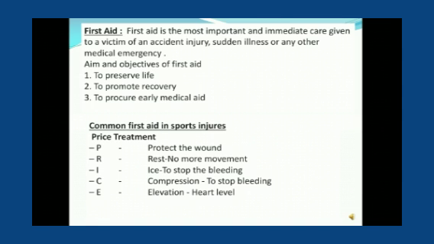First aid. First aid is the most important and immediate care given to a victim of an accident, injury, sudden illness, or any other medical emergency. Aim and objectives of first aid. 1. To preserve life. 2. To promote recovery. 3. To procure early medical aid.